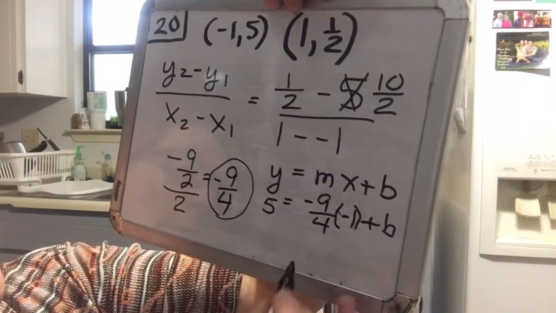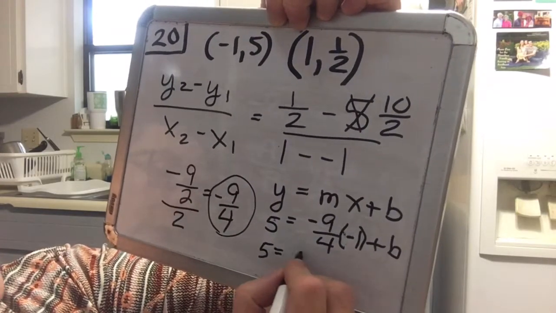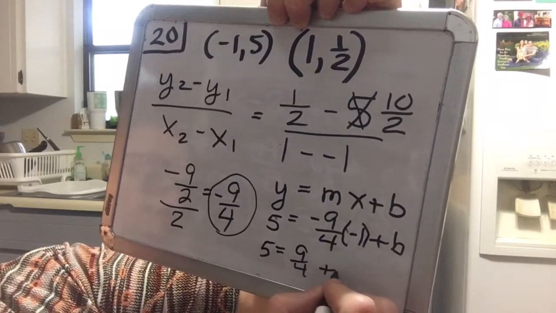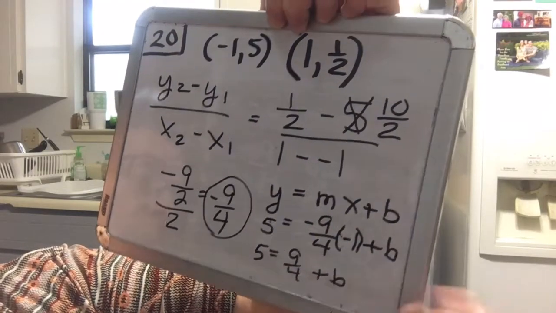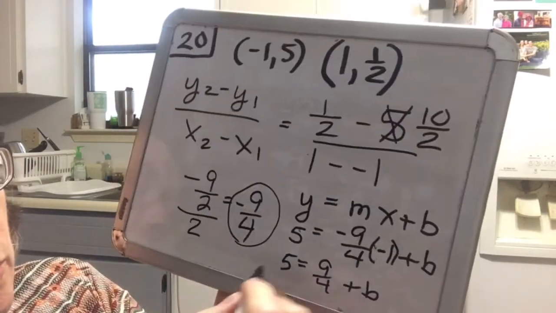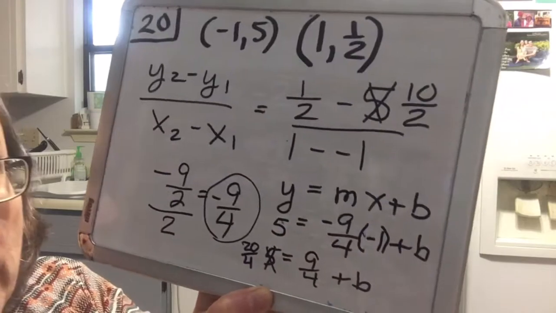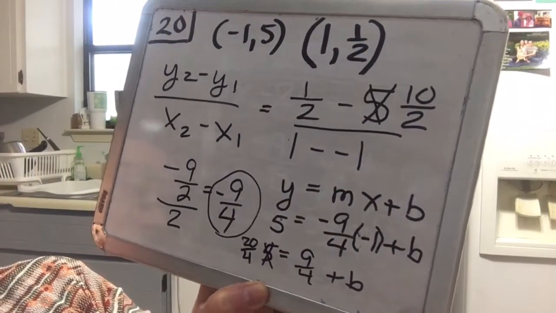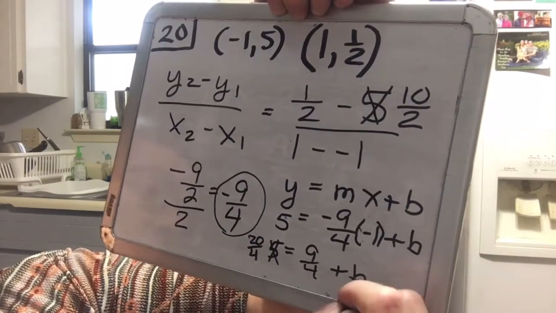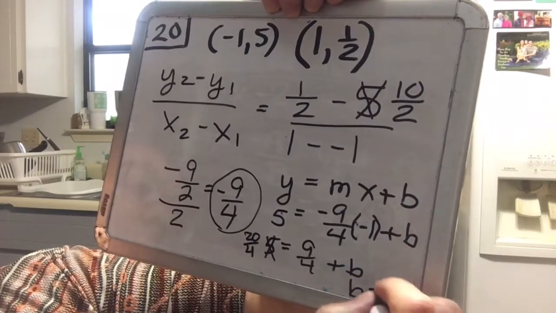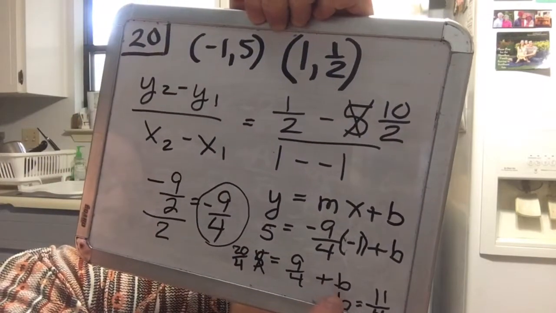All right, so now we're going to go ahead and clean this up. 5 is equal to +9/4 plus b. But then I need to get the 9/4 on the other side. So I'm going to turn the 5 into 20/4, because 20 divided by 4 is 5. And then when I take the 9/4 away, I'm going to get 11/4 equals b. So we're going to put b equals 11/4. So we found our y-intercept.